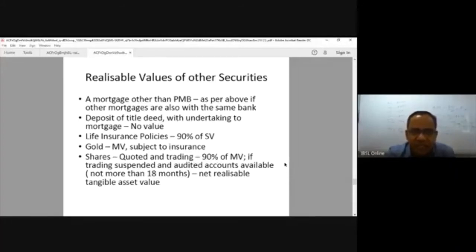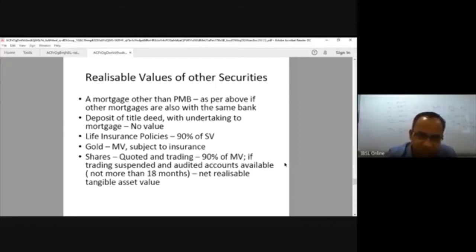Then title deed. Sometimes customers come and say, here is my deed. Many of the money lenders do this. They take the deed of people and then keep it with them, or take an undertaking to mortgage, all that. So those have no value. Actually, as a realizable value, there is no value. There is zero value, basically. It's just a comfort only.